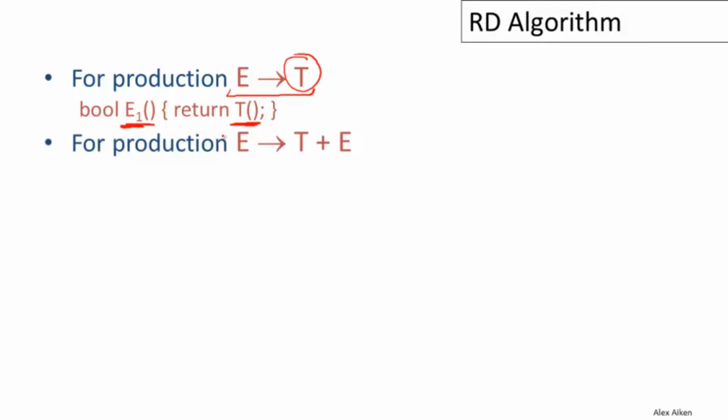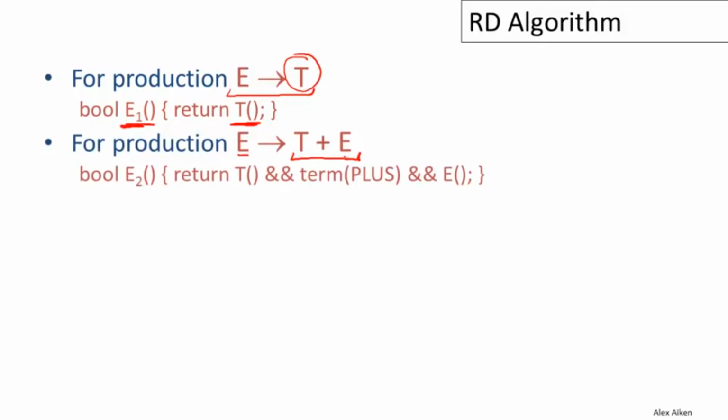For the second production, we have a little more work to do. Now E will succeed if T plus E can match some of the input. And how does that work? Well, first, T has to match some of the input, so some production of T has to match a portion of the input. And after that, we have to find a plus in the input following whatever T matched. And if plus matches, then some production for E has to match some portion of the input.